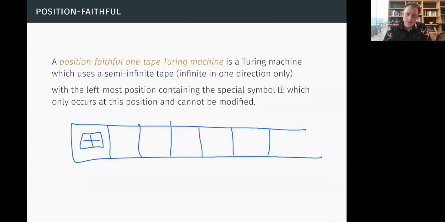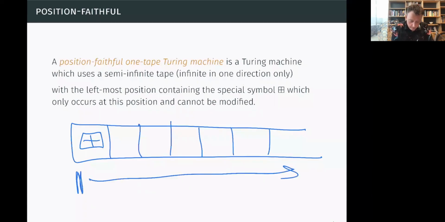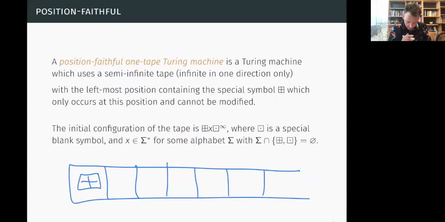So let me begin with one of the words in the title, position-faithful. A position-faithful one-tape Turing machine is a Turing machine which uses a semi-infinite tape, like I have a picture of here. So it's got an end here. And the leftmost position contains a special symbol which only occurs once, and you cannot modify it during a Turing machine computation. This is a definition of other people.